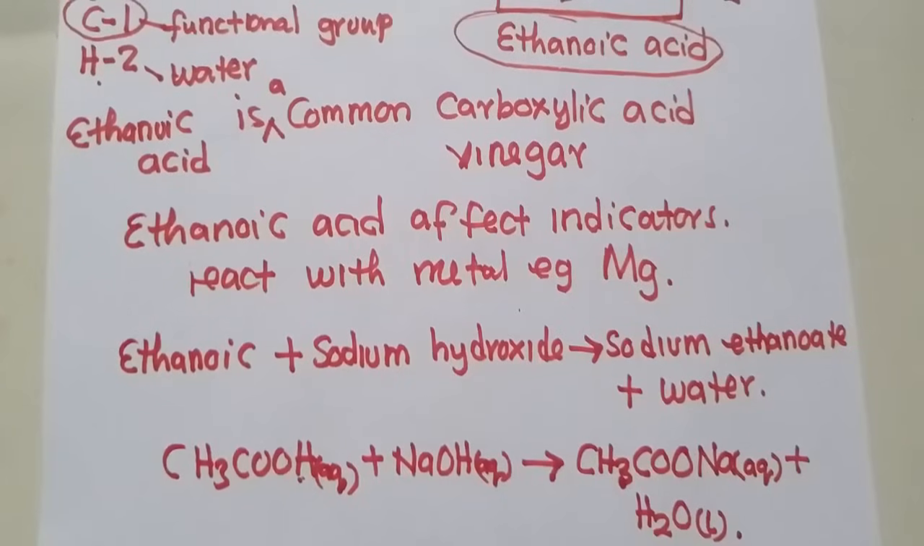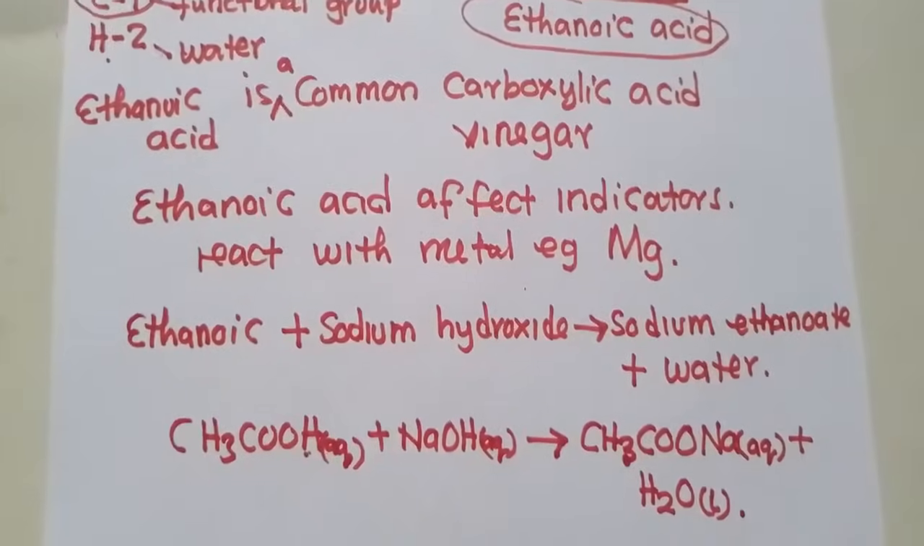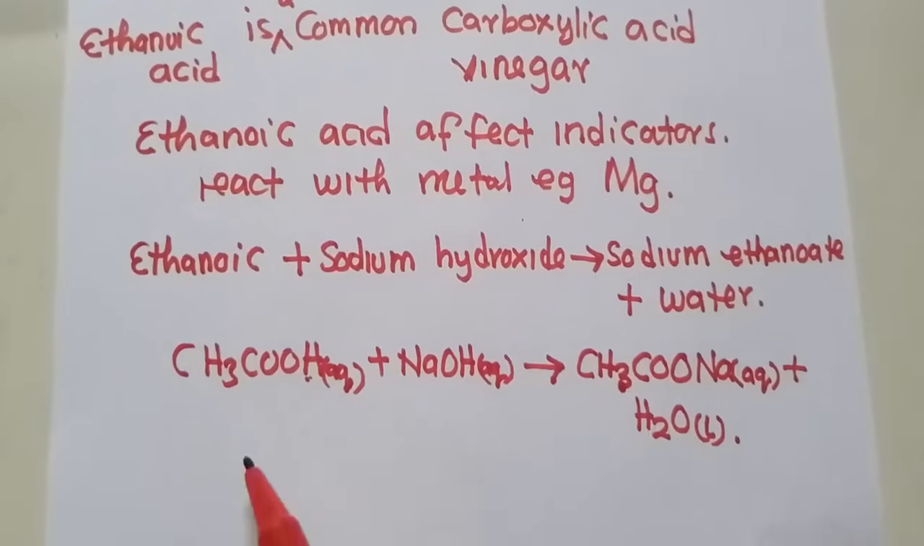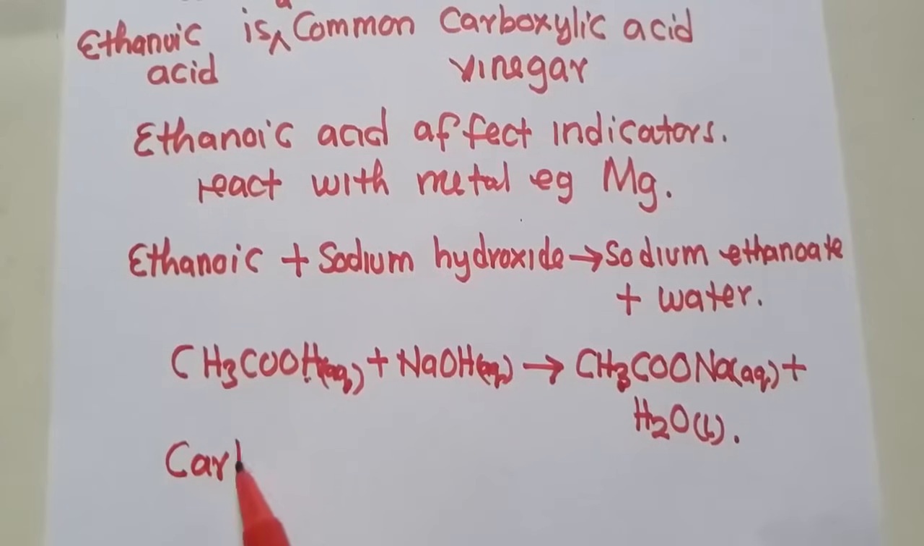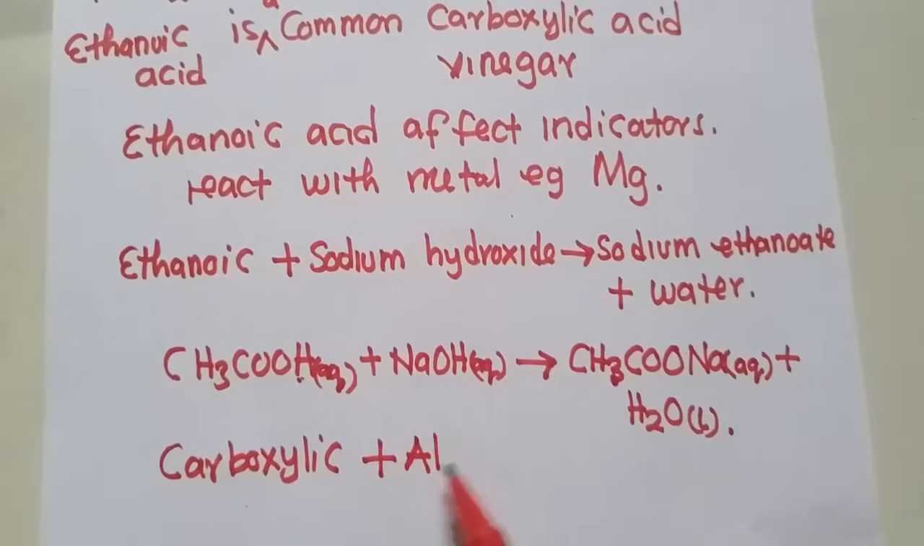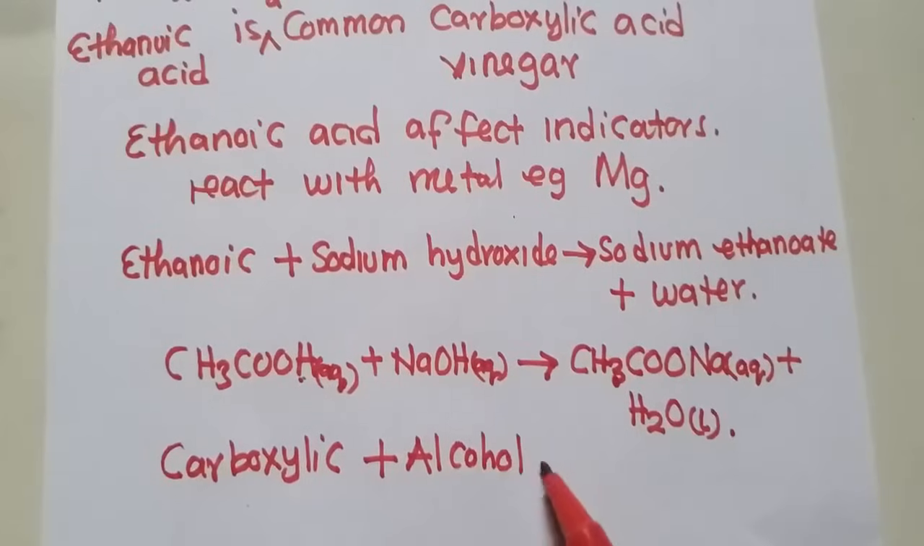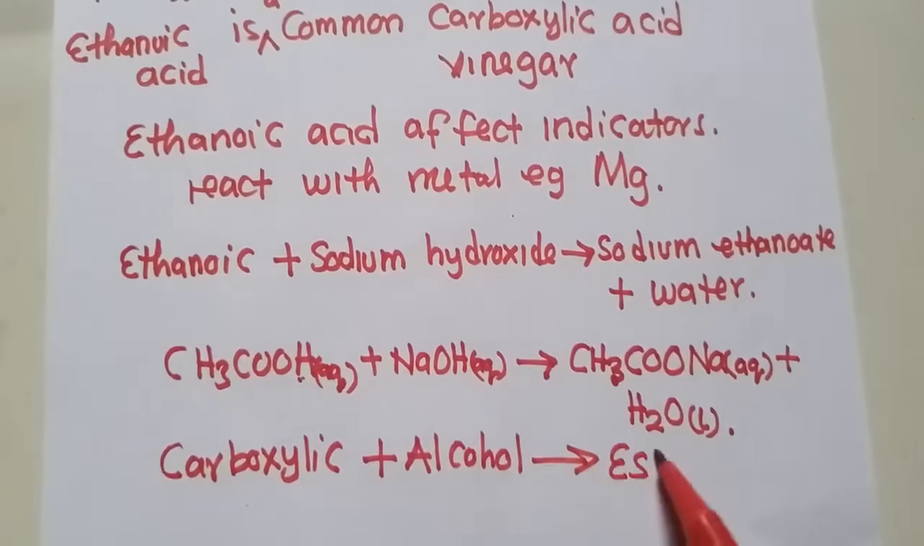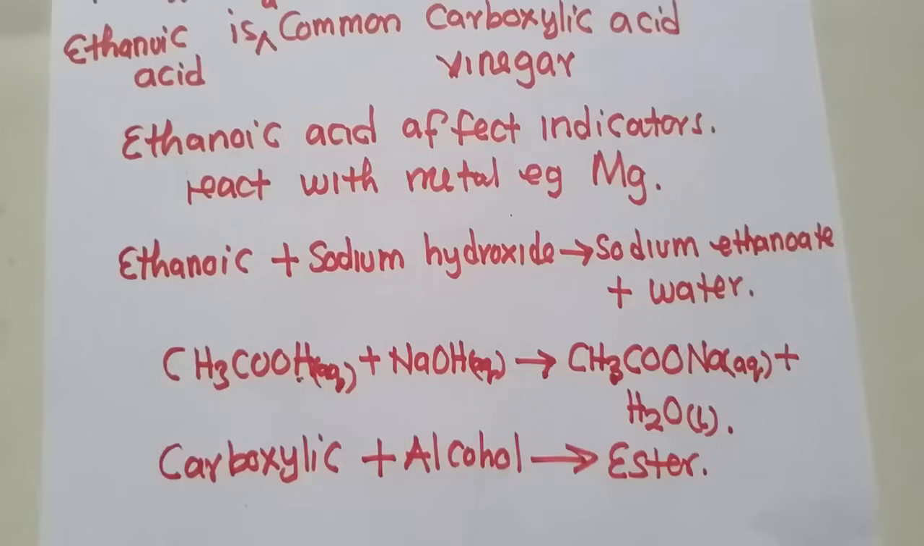So carboxylic acids will react with alcohols to produce an ester. So we are now adding to esters. When a carboxylic acid reacts with an alcohol, what is produced is an ester. This is a carboxylic acid, and when it reacts with an alcohol, an ester is produced.